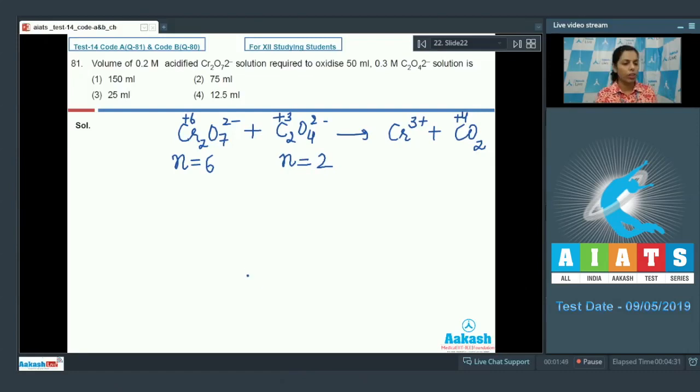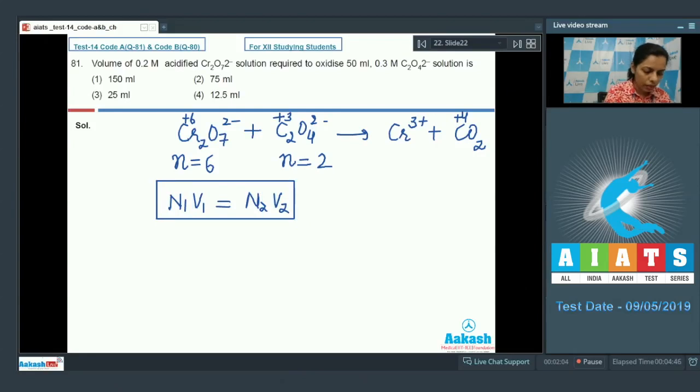Now what we are going to do, we are just going to oxidize oxalate ion with the help of dichromate ions. So in this case, the normality equation, N1V1 is equal to N2V2, should be satisfied. And this N1V1 can be represented as N factor times molarity, because concentration is given in terms of molarity. That's why I did that. Further, it is equal to N2, M2 and V2.